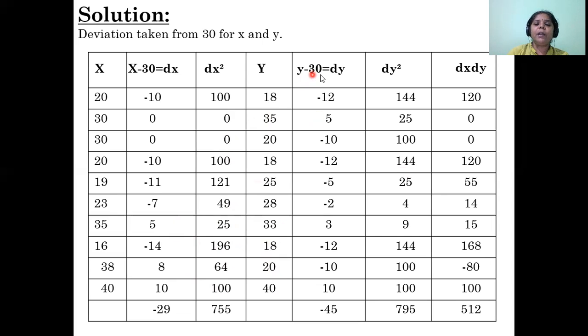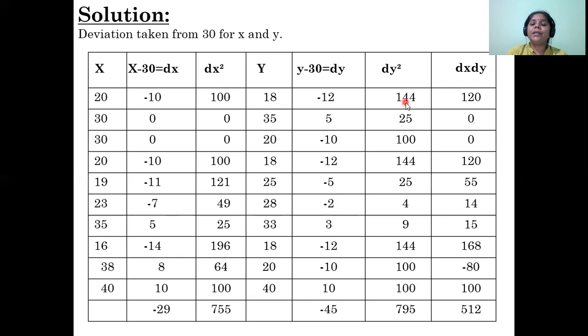Now y minus 30, with 30 as the assumed mean. So dy: 18 minus 30 is minus 12, 35 minus 30 is plus 5, 20 minus 30 is minus 10, 18 minus 30 is minus 12, 25 minus 30 is minus 5, 28 minus 30 is minus 2, 33 minus 30 is plus 3, 18 minus 30 is minus 12, 20 minus 30 is minus 10, 40 minus 30 is plus 10. Whatever values you get, take them as they are.